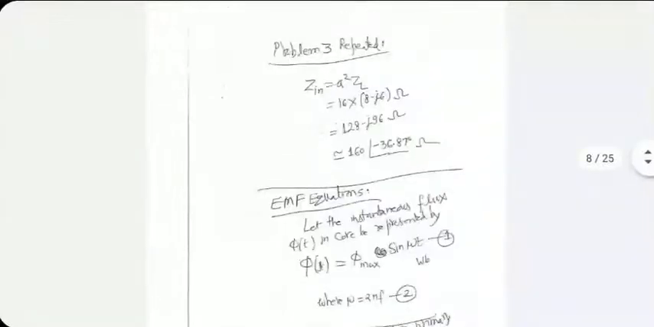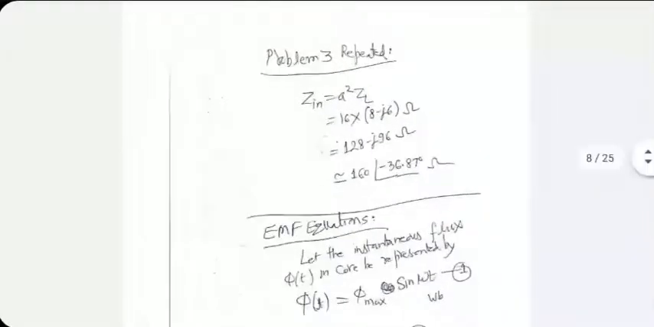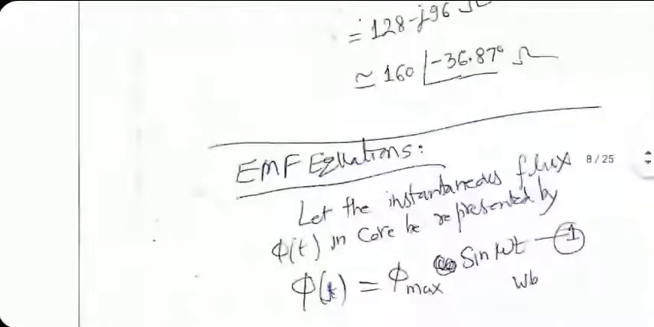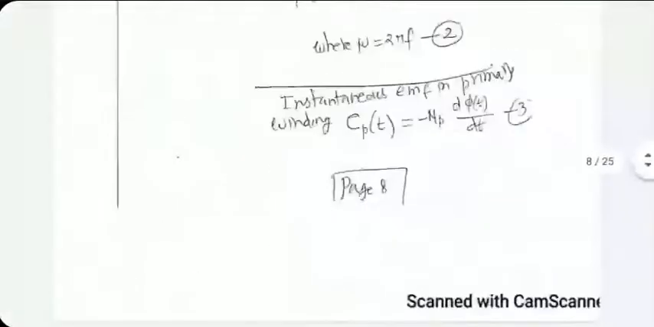Now, how about the input impedance in this case? It will become A squared ZL, but ZL is a complex number. So A is 4, you square it, it becomes 16. And then 8 minus j6 ohm is the given impedance. So the value of input impedance is now a complex number: 160 ohm with an angle of minus 36.87 degrees. You should be able to handle complex loads also. That is the whole thing I'm trying to tell you.